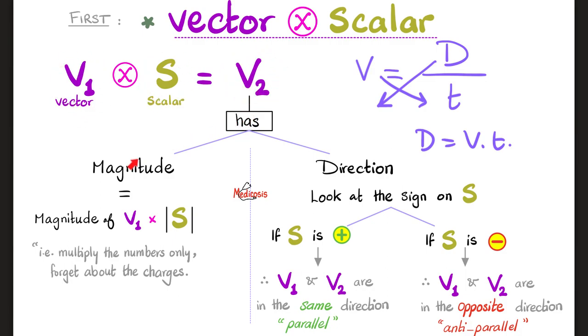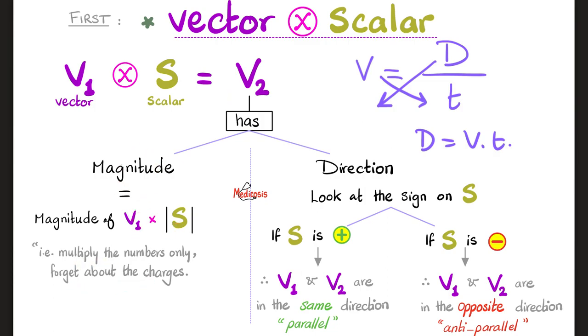A vector, of course, has what? A magnitude and a direction. How to know about the magnitude of the resultant vector? Easy. Give me the numbers only. Forget about the directions, forget about signs, make everything positive. Give me the magnitude of V1 and the magnitude of the scalar. I don't want any charges, I don't want positive or negative, just the amounts. Just the magnitudes, okay? You multiply these numbers and you get the magnitude of the vector.